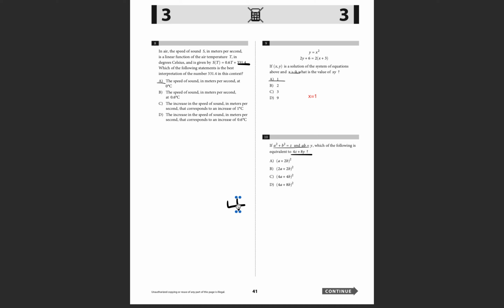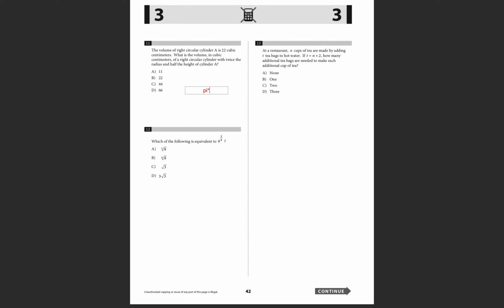And here it asks for the volume of the second cylinder, and from the first cylinder we know that, so just plug in the equation for the volume of a right circular cylinder. So it's pi times r, which is the radius, squared, and times height.